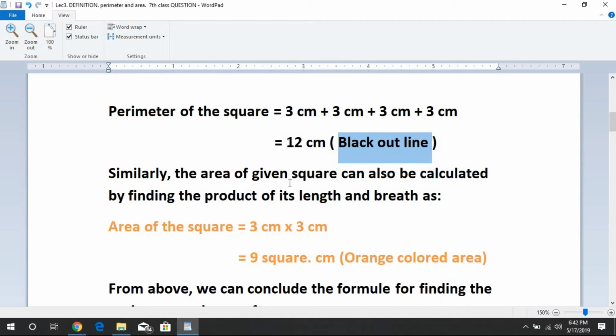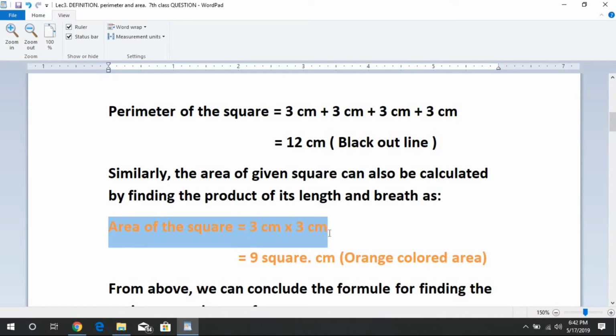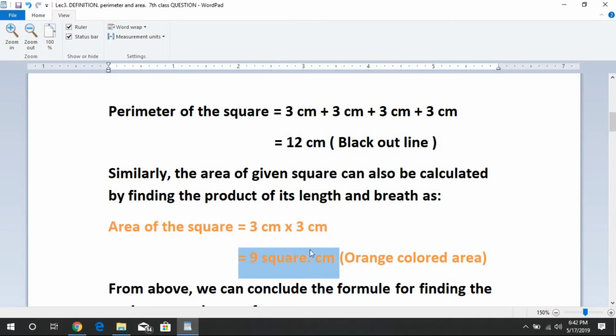Similarly, the area of a given square can also be calculated by finding the product of its length and breadth, as here: area of a square is equal to 3 multiplied by 3. We get 9 square centimeter. Centimeter into centimeter, we get square centimeter.